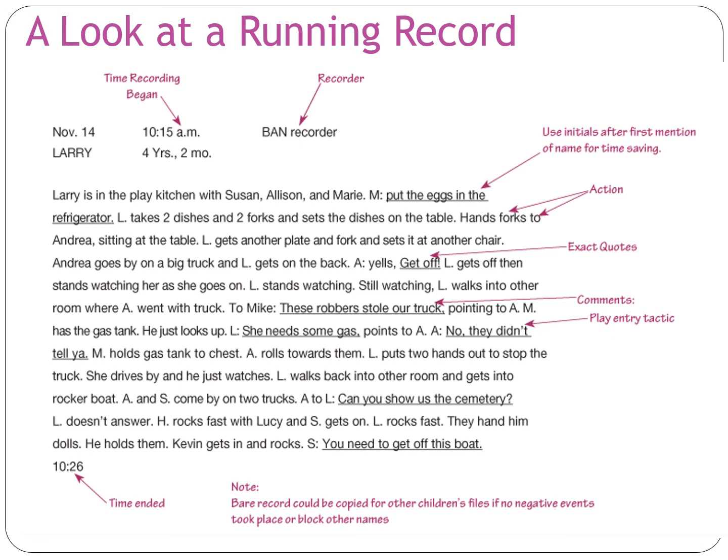Be careful to observe far away enough so as not to interfere with the child's actions, but close enough to hear conversations. Add the date, time, recorder's name, child's name, and child's age. Write in the time recording ended. The first time a child is named in the recording, you can write the child's name. Then the next time, just use the initials.